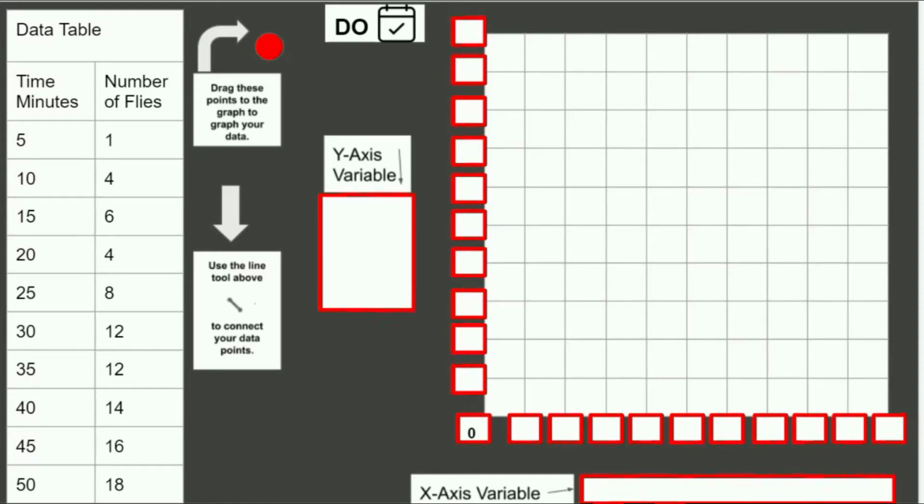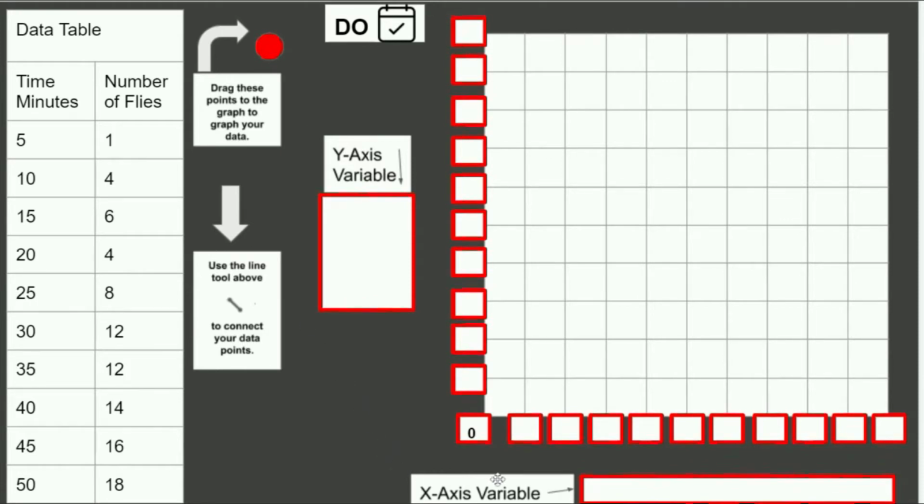So let's make a line graph. Let's look at the data table to the left here. We have the time in minutes, and then we have the number of flies that were recorded at that time period. The first thing you need to do is to figure out which of these variables goes on the x and y axis.